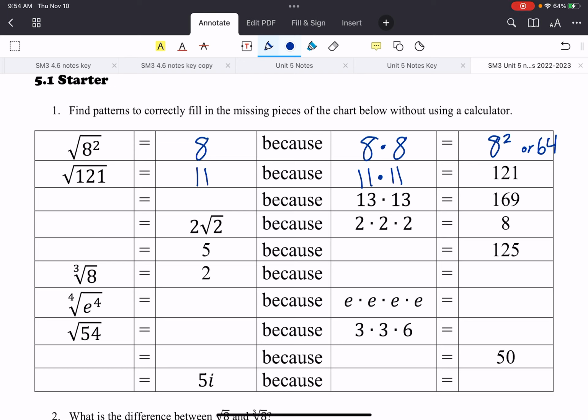Now let's work backwards. If this was 169 over here, then this should be, and then we notice 13. This is 8 over here, then the square root of 8 over here. This is the same, sorry. Hold on, I have to think for a second. Okay.